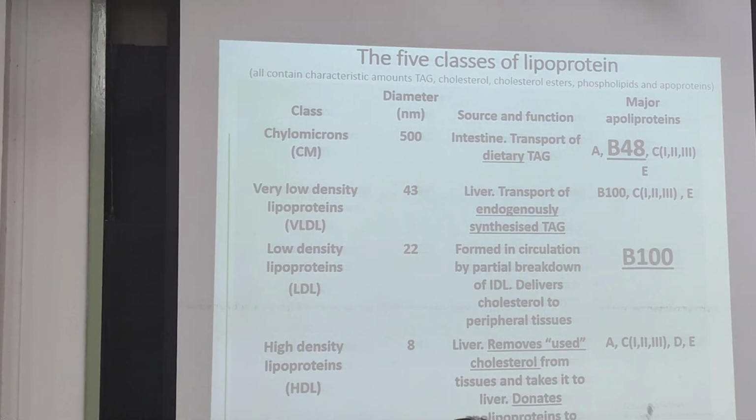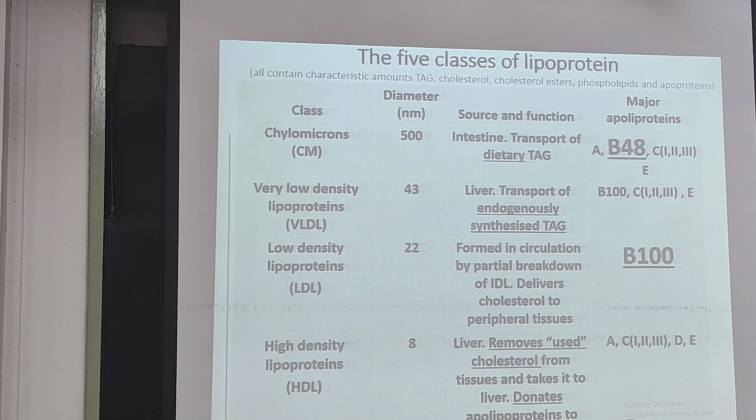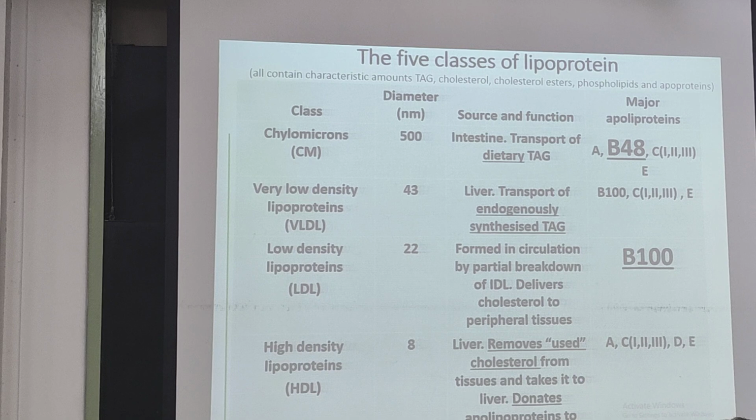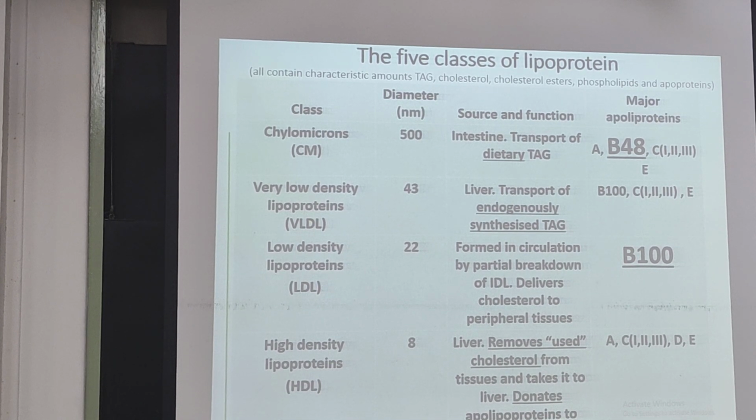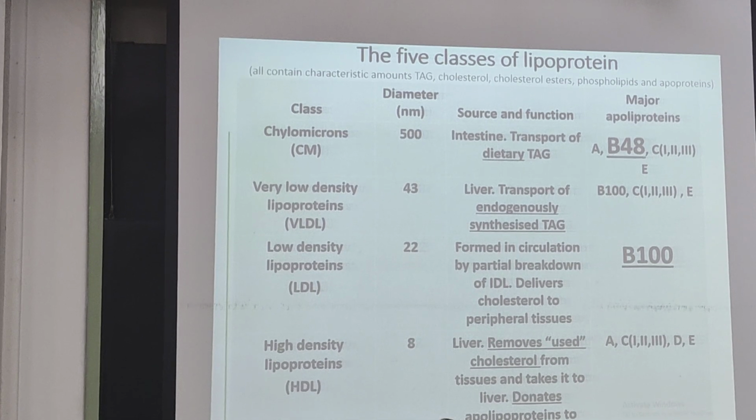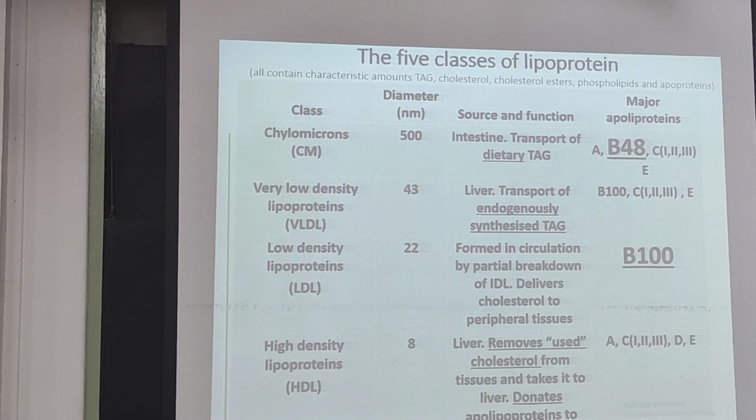And the main apoprotein of HDL is apo what? A1, A2, C? Which one? C.